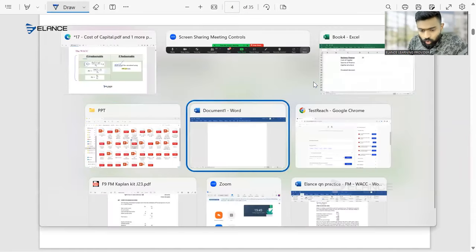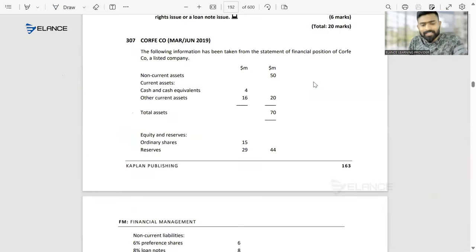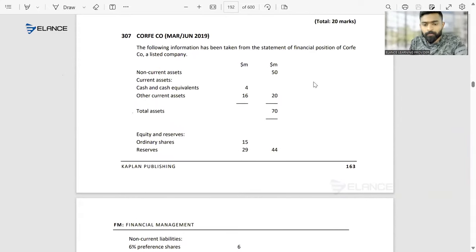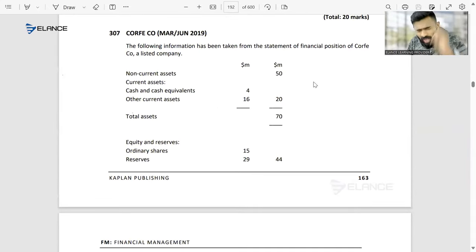Having said this, super quick, we are going to practice a question named Corfin. This is in March, June 2019 question. See, there are 3 questions I'm planning to solve today. Other 2 questions you'll be solving in CBE practice platform. This is a 2019 question, so it's not available in CBE platform. It's available in Kaplan exam kit.